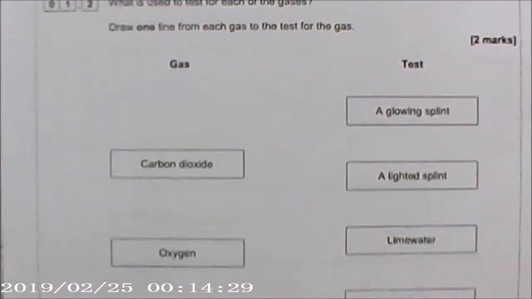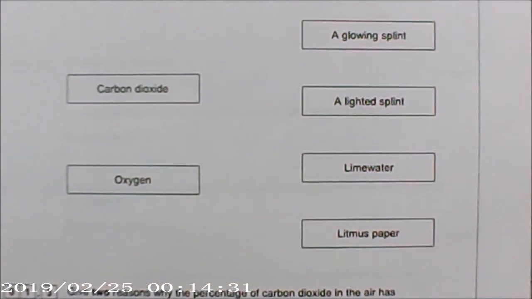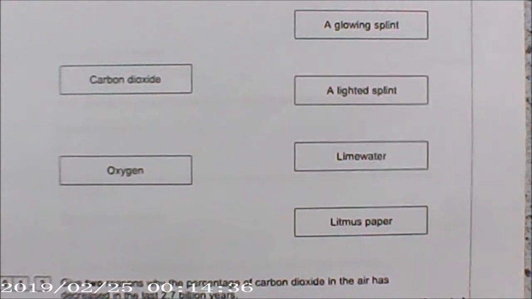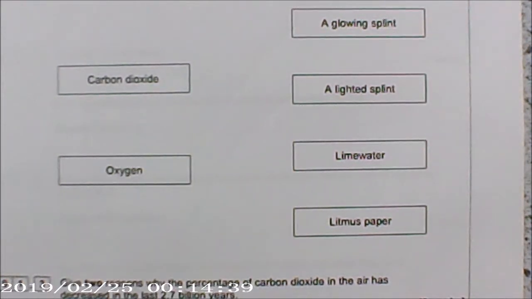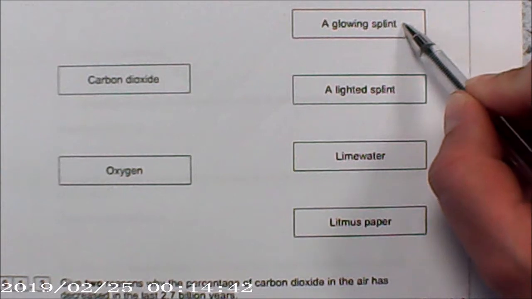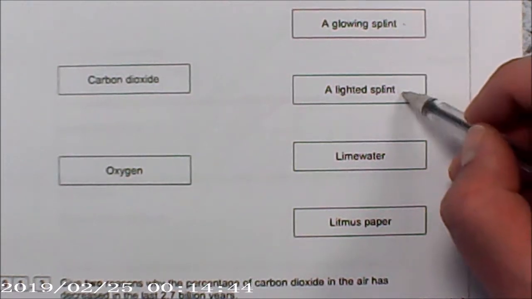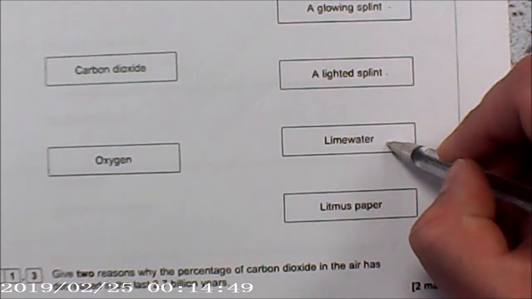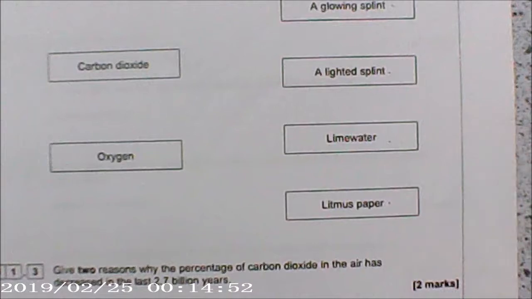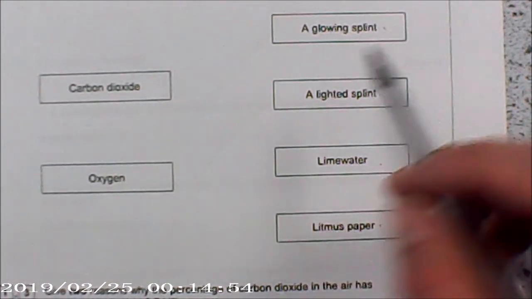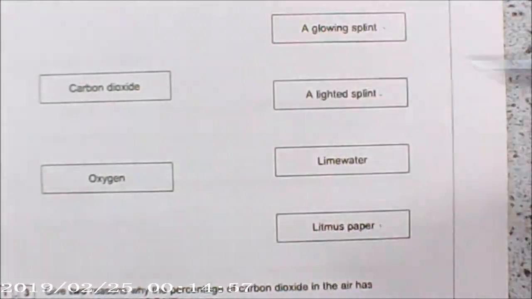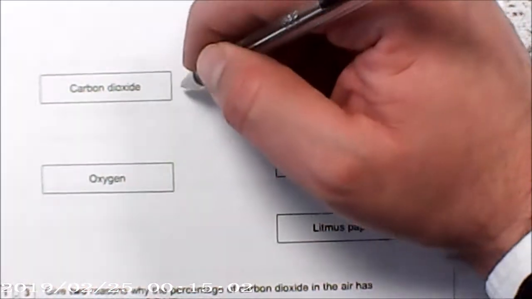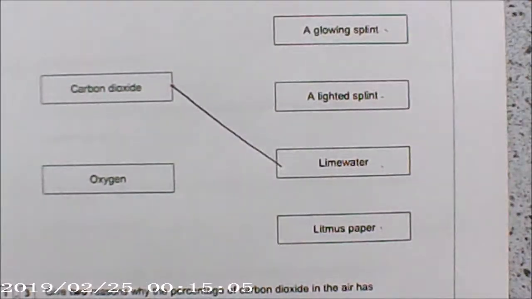in chemical analysis, and they've given us two gases, carbon dioxide and oxygen, and then we've got what we use to test them. So we've got a glowing splint, so that's one that is blown out. We've got a lighted splint, so one that is already on fire. We've got lime water, which is that liquid, and we've got litmus paper. So which one of those is for carbon dioxide? It is draw one line, so it's only one thing, and hopefully we've drawn our line to lime water.